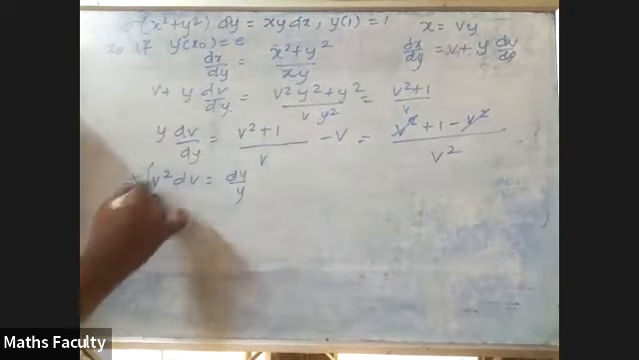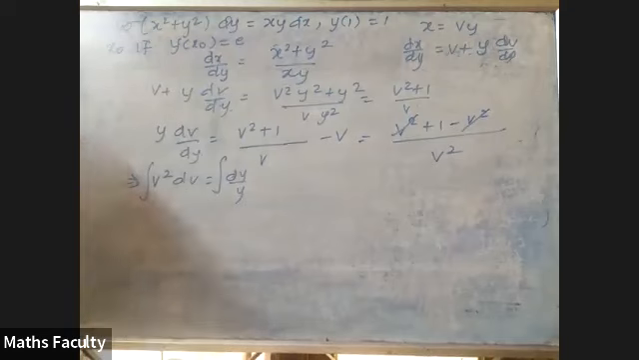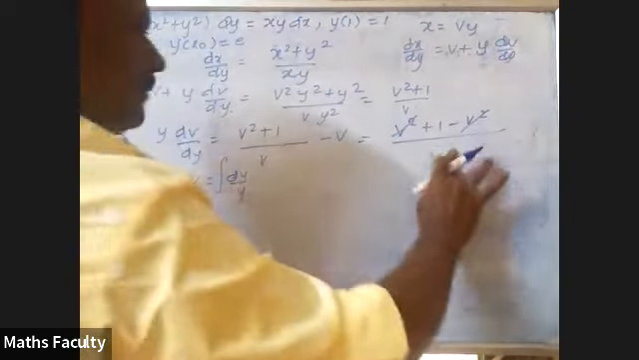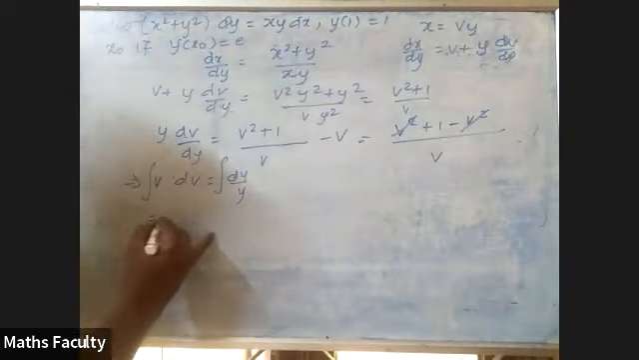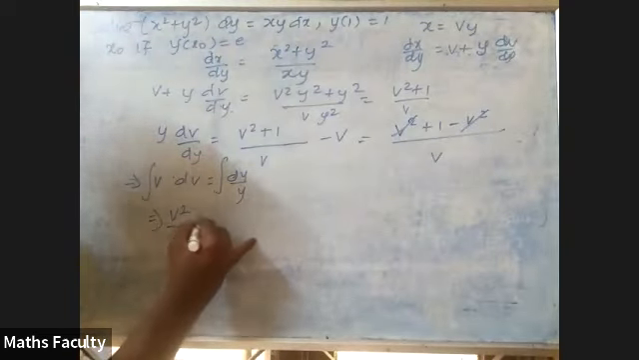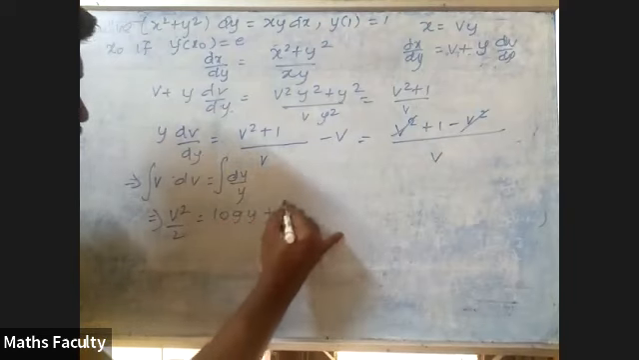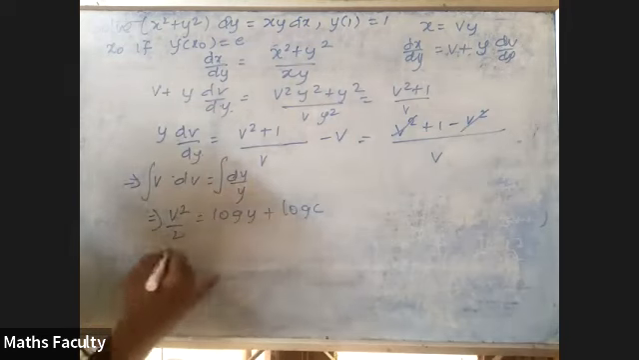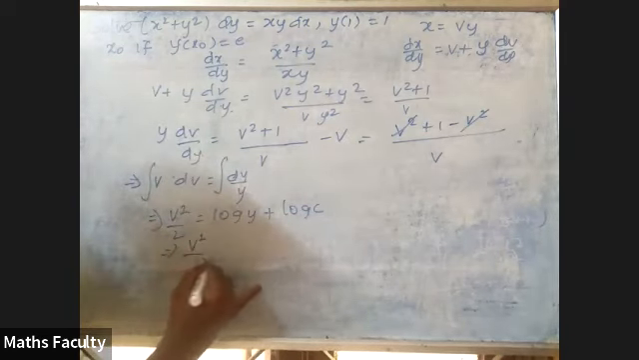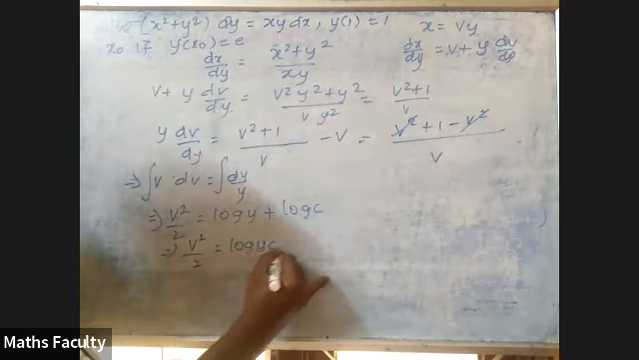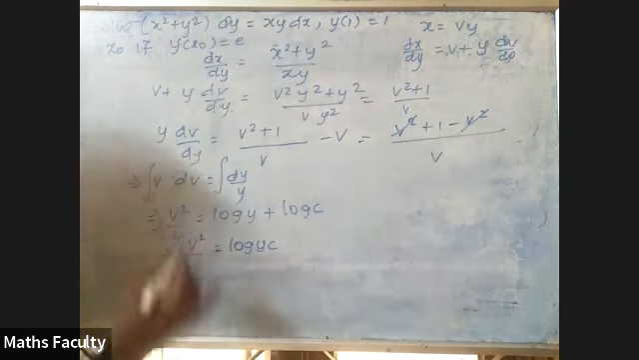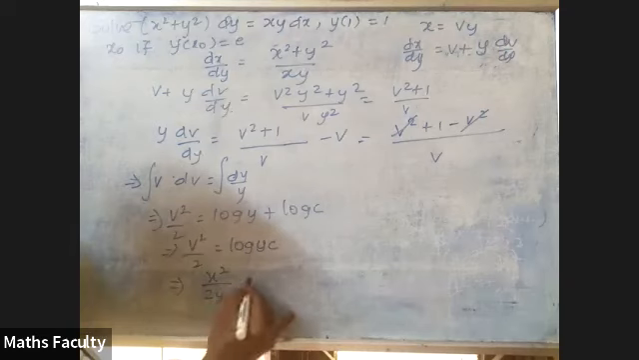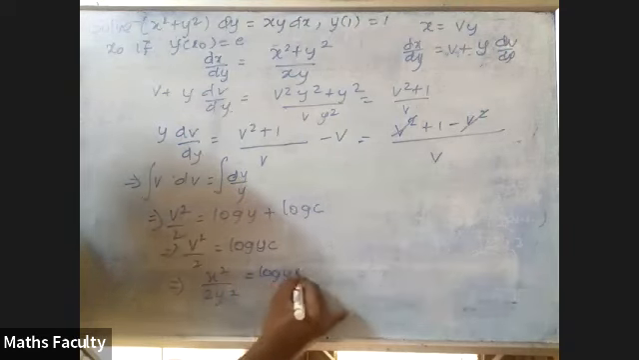Our variables are separated, integrating on both sides. So it is v only, not v square, v. Integrating, we'll get v square by 2 equals to log y plus log c. I can take this as log y plus log c, which is equals to log yc. But we have taken v is equals to x by y. I can write this as x square divided by 2y squared equals to log yc.